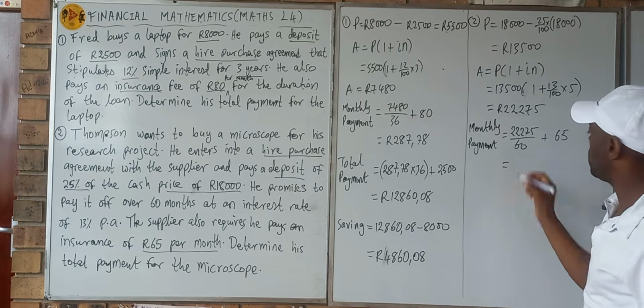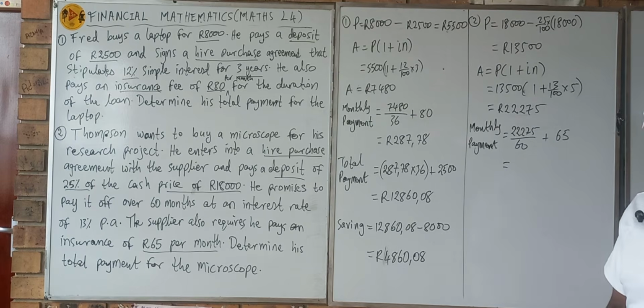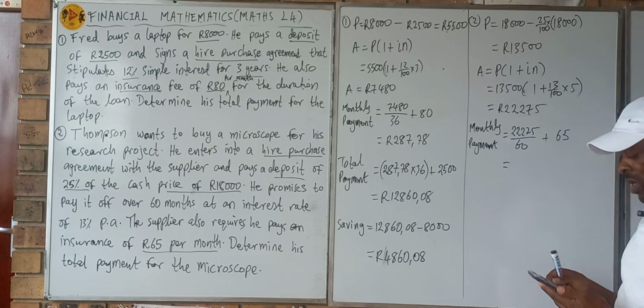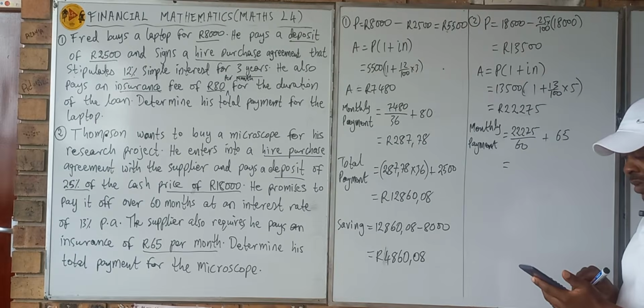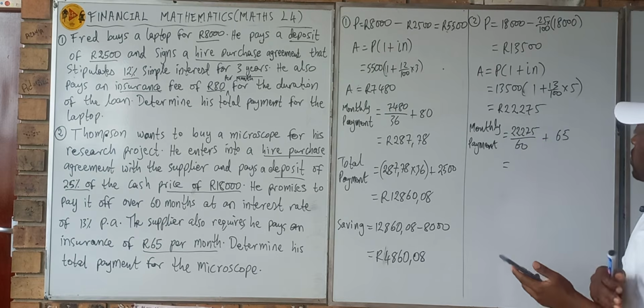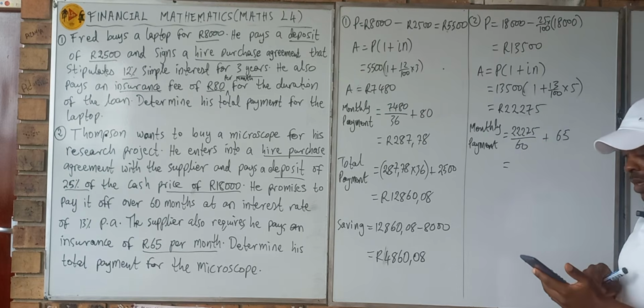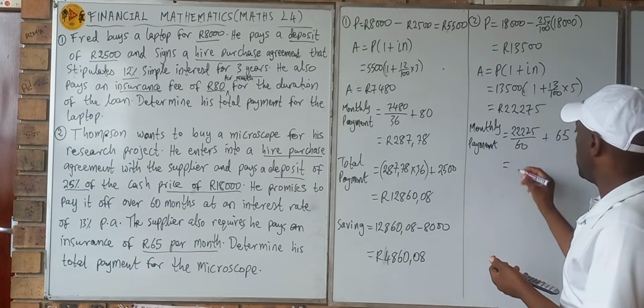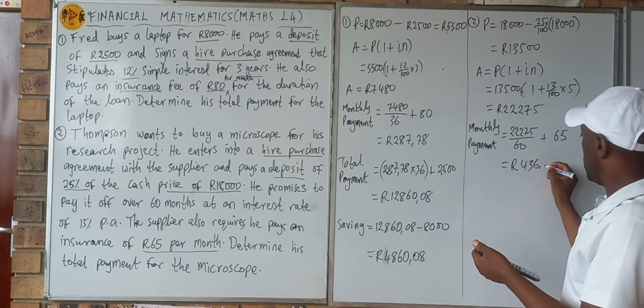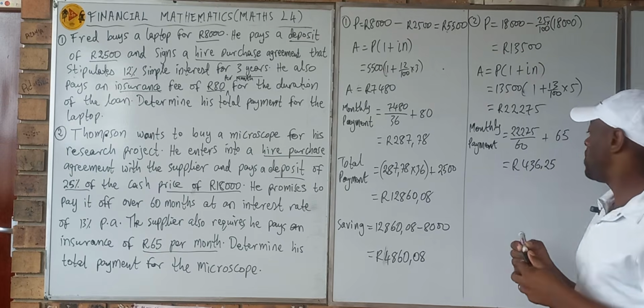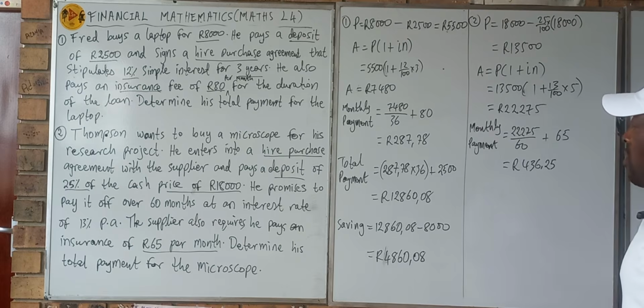So for anyone who is paying any asset monthly, be it a phone, a laptop, a car, a house, this is how you get to your monthly payment. So I'm taking 22,275 divided by 60. Then to that I add my 65. So I see my monthly payment for the microscope just being 436 rands and 25 cents. So this is what you pay monthly.